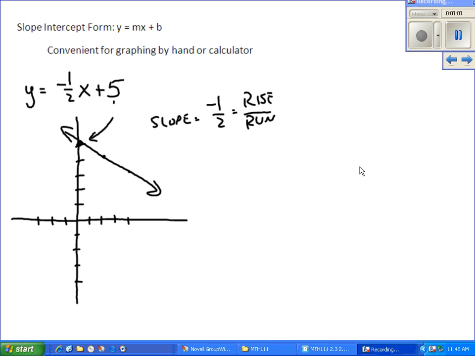Graphing something that's in the slope-intercept form is very convenient. For example, if we look at y equals negative 1/2 x plus 5, the y-intercept is 5, so we can locate 5 on the y-axis. The slope is negative 1/2, which means a rise of negative 1 and a run of 2. So starting at the 5, we can count down one step, rising negative 1 means falling 1, and then running positive 2, down 1 over 2, down 1 over 2, and we get our graph of the linear function.